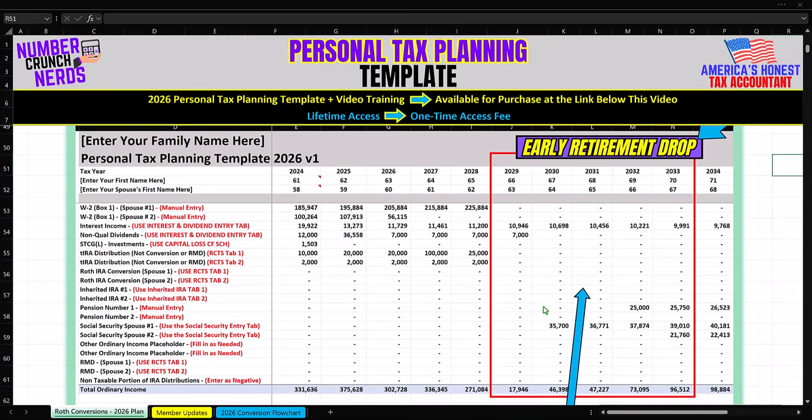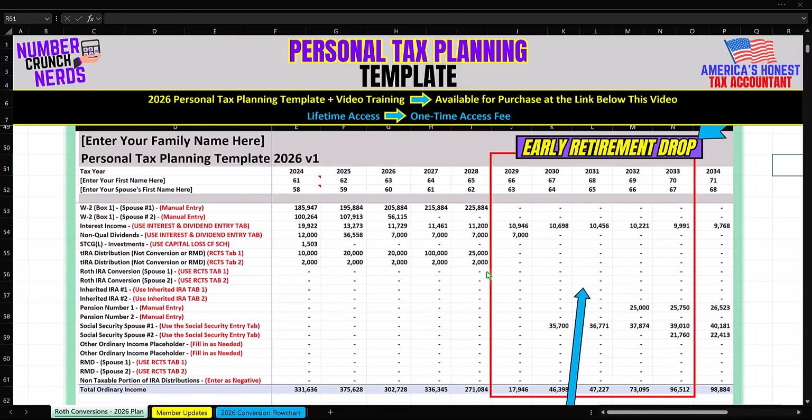We will see down here that perhaps Social Security starts for one spouse, but maybe not the other. Maybe pensions just start to kick in toward the end of the early retirement drop period. We do have to consider certain types of income that may continue during the early retirement drop and have nothing to do with employment or retirement status.